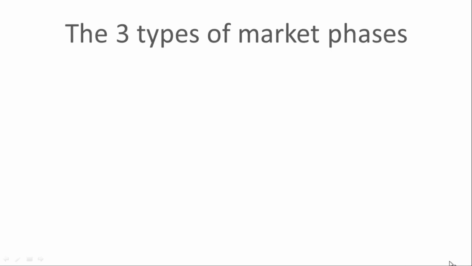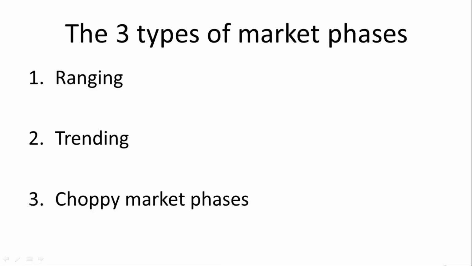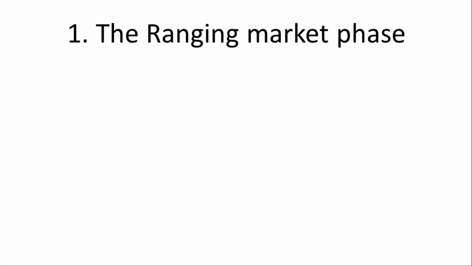Now, when doing technical analysis, there are 3 types of market phases that we focus on, which are the ranging, the trending, and the choppy market phase. So let us start discussing the ranging market phase. Again, I want to make this very simple and straightforward like I did in the previous lesson.